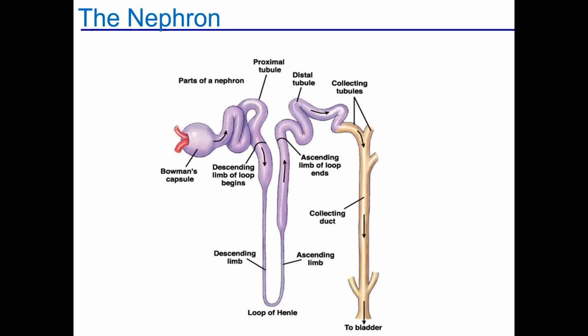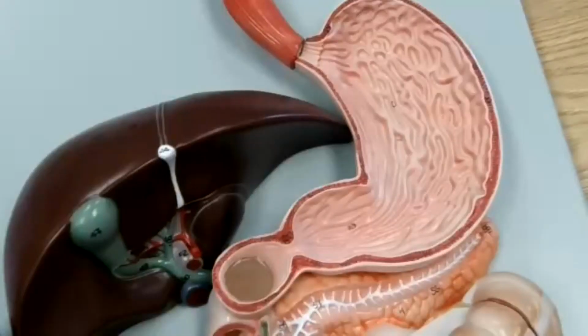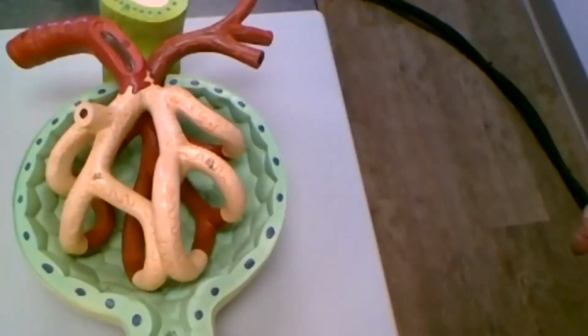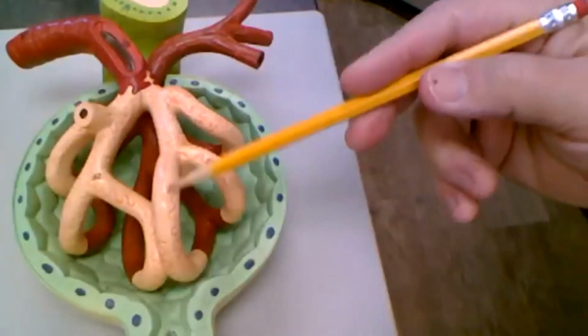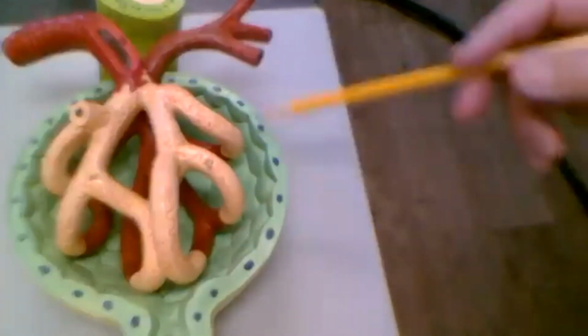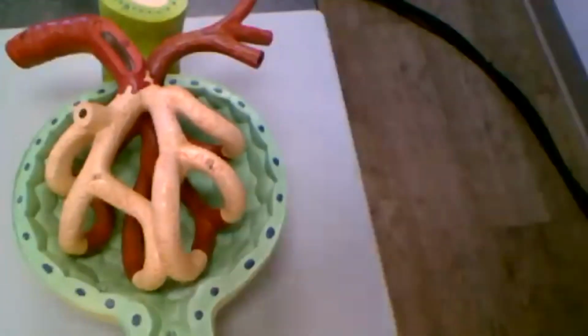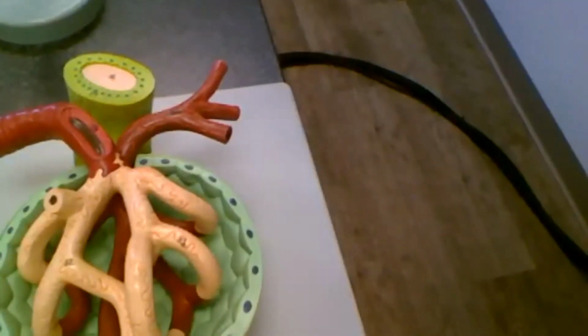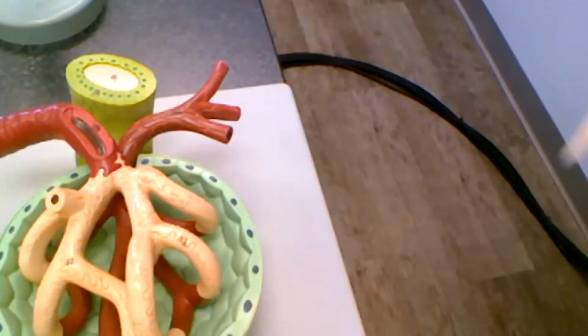Now, this is what this structure looks like. Let me bring it up to the right camera. And that's what a glomerulus and Bowman's capsule looks like right here. These are all fenestrated capillaries. This is the capsule. This is the beginning of the proximal convoluted tubule. And this structure over here is actually the distal convoluted tubule.